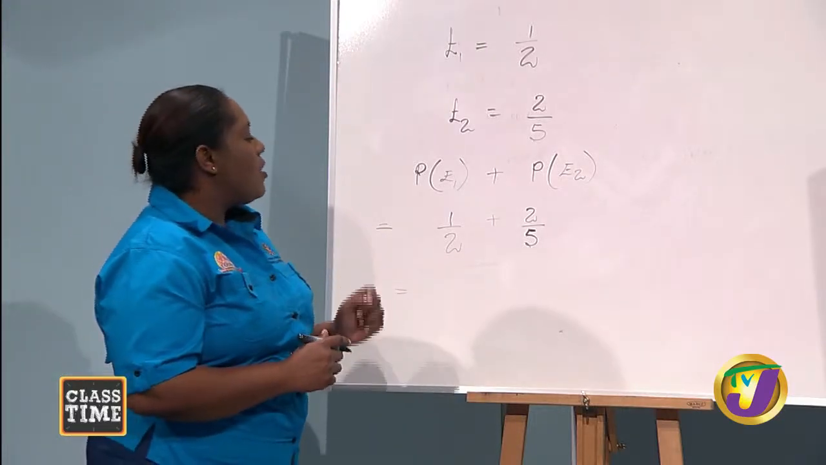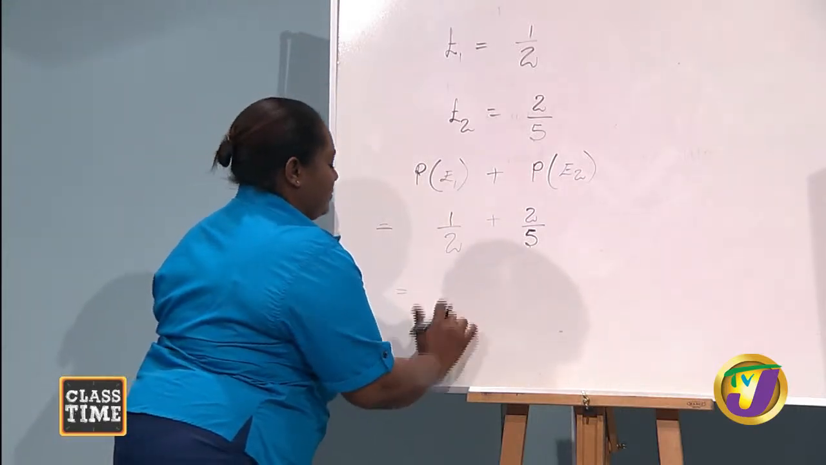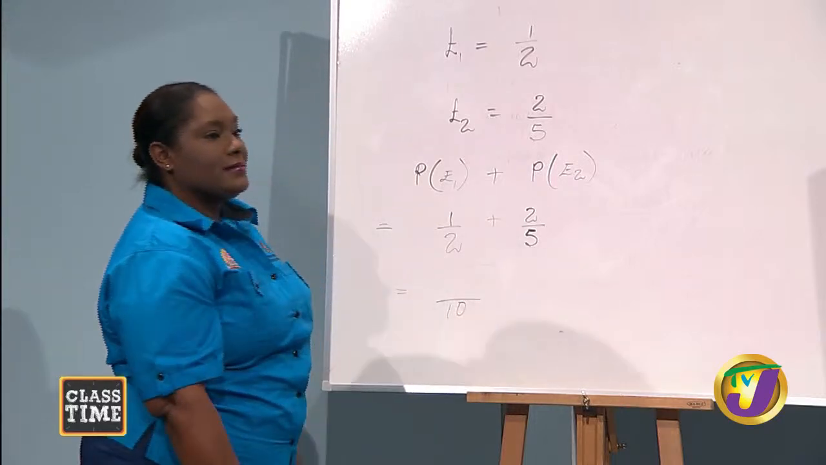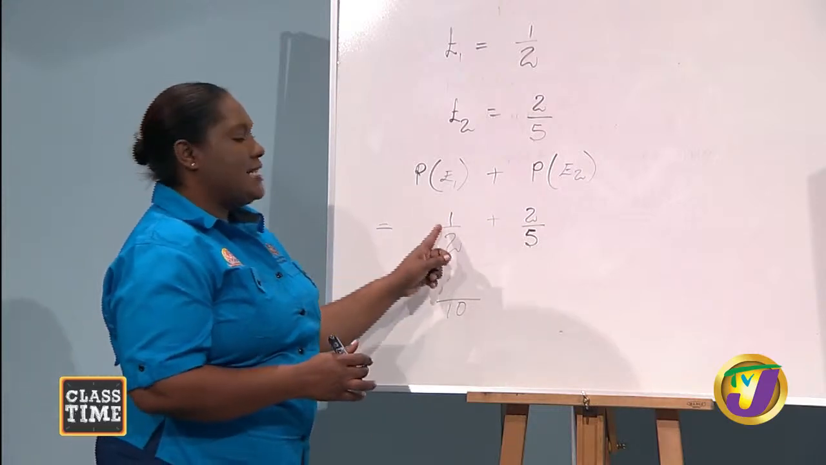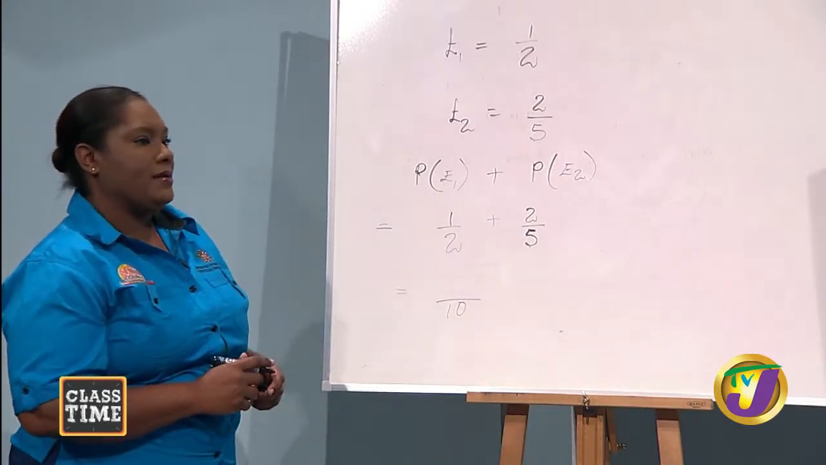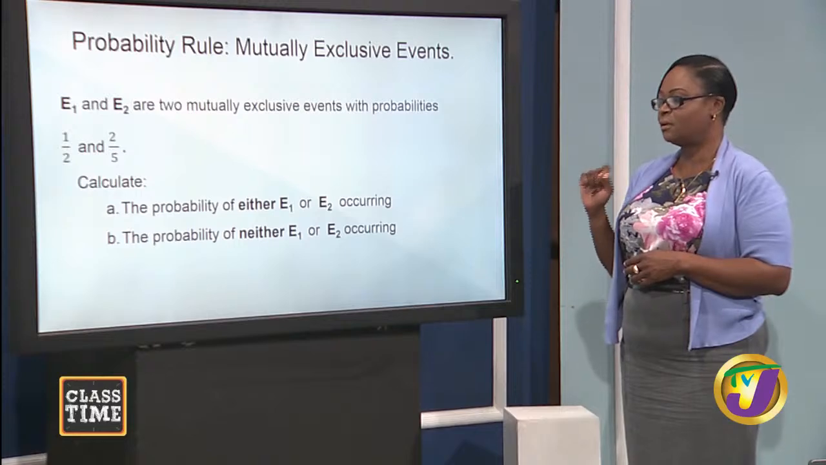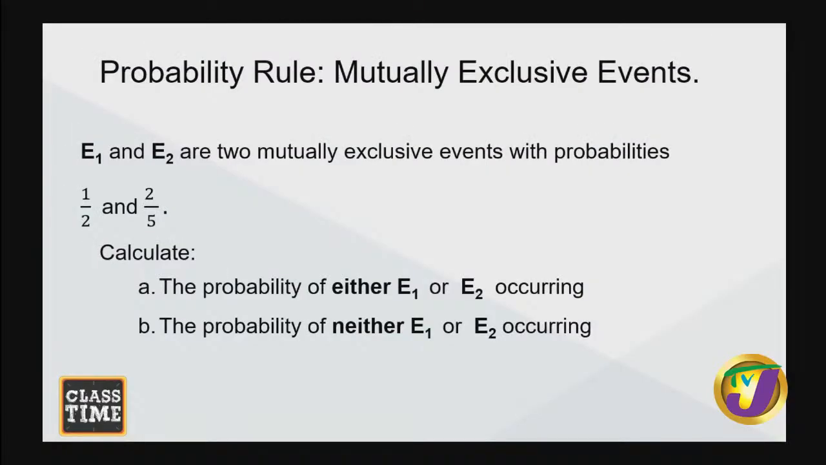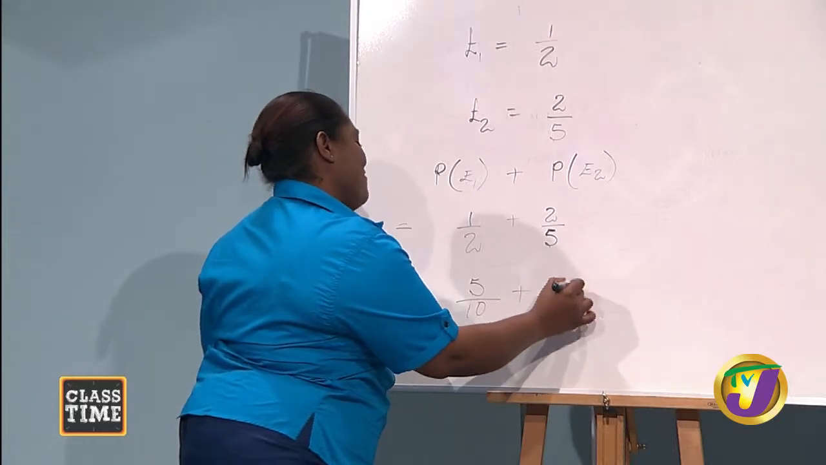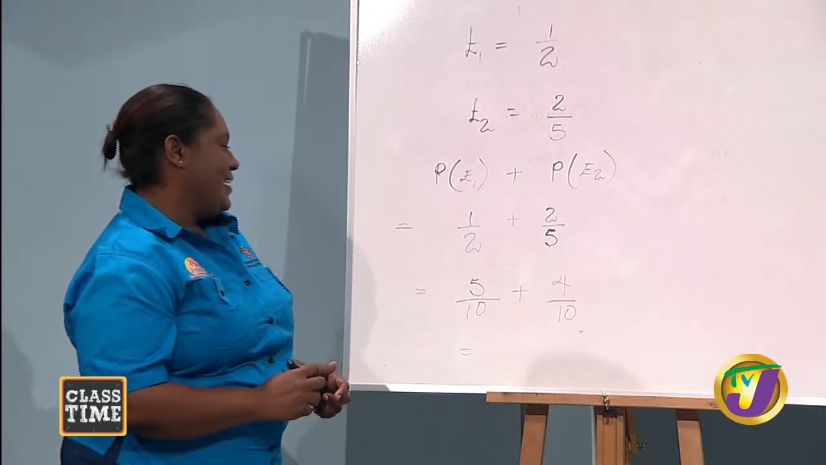So our lowest common denominator would be 10. Now, if we were to write a half as an equivalent fraction with a denominator of 10, what would that be? The numerator would be 5, because 5/10 is equivalent to 1/2. Good. And if we are to write 2/5 with a denominator of 10, the numerator would be 4. So 2/5 would be equivalent to 4/10.